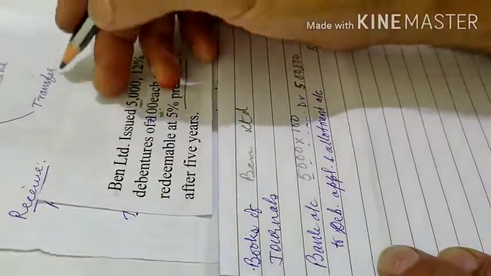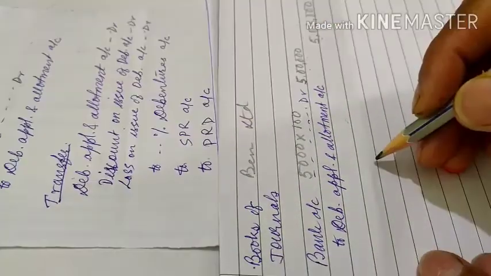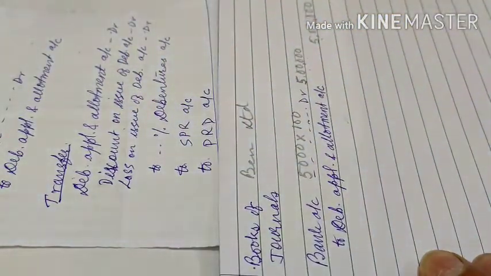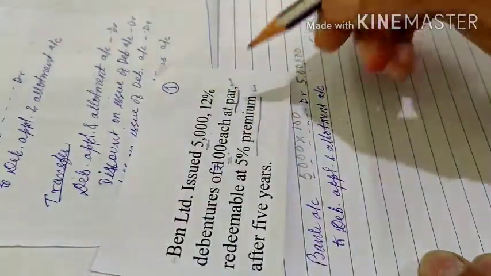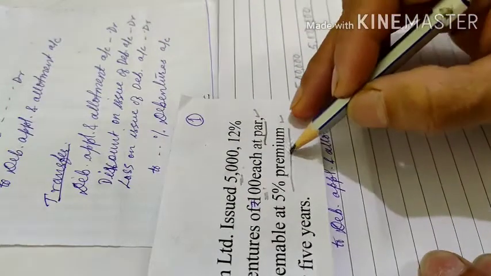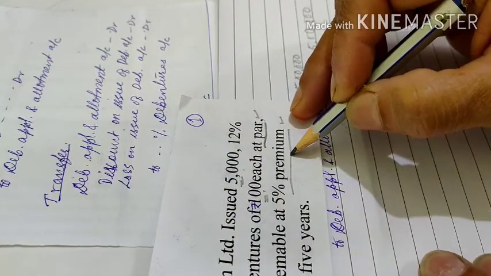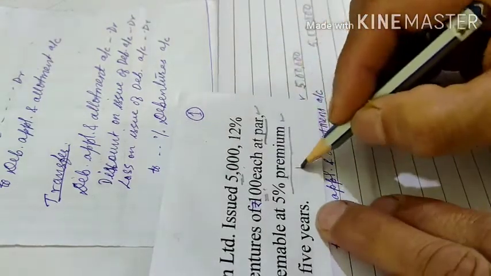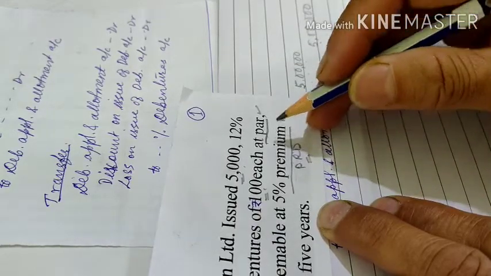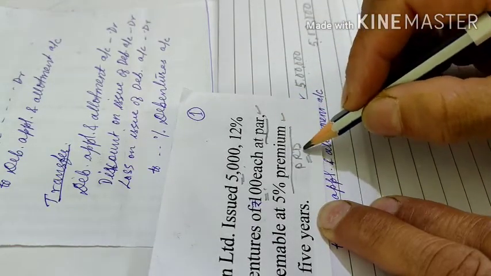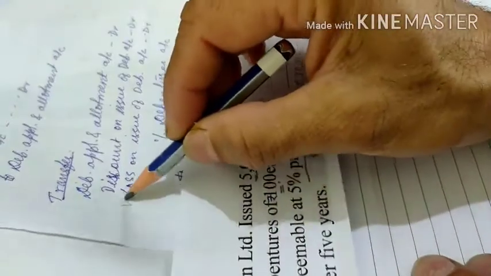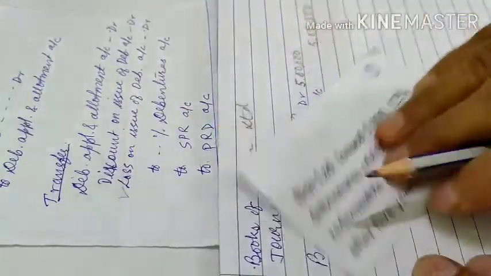Now we'll make the transfer entry. Here we have the transfer entry. Now here you have to write down debenture application and allotment account. Then look at the question, you have par and the premium. For par there is nothing to do, but this is a premium, and this premium is called PRD. This is PRD because this is the premium on redemption, and we know wherever there is PRD there will be loss. So here we need to make the entry for loss and also the entry for PRD.